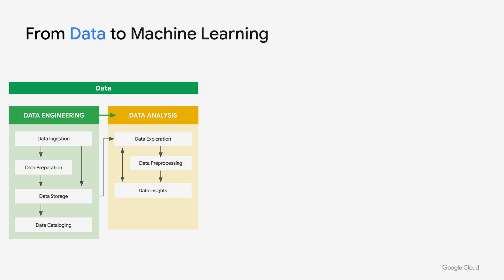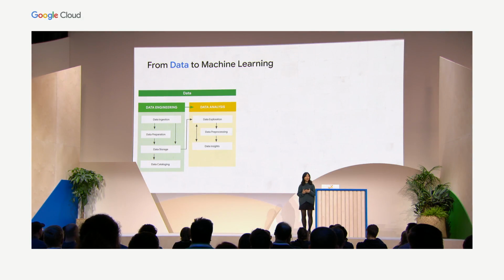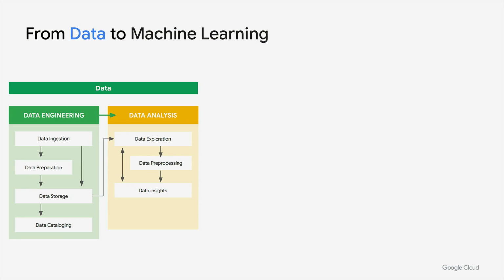So first, how do you get from data to machine learning? Let's look at the data piece. You need the data engineering steps. This includes data ingestion, data preparation, data storage, and often some sort of data cataloging. And then you move to data analysis, where you need data exploration, data preprocessing to gain data insights. So how do you extract even more value with machine learning?